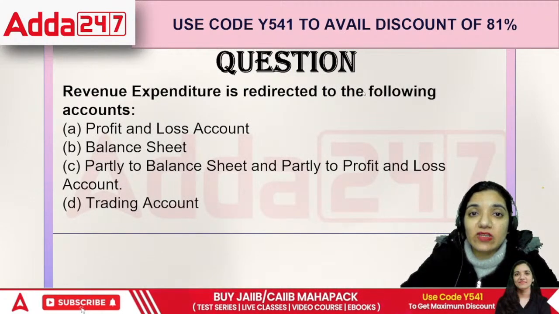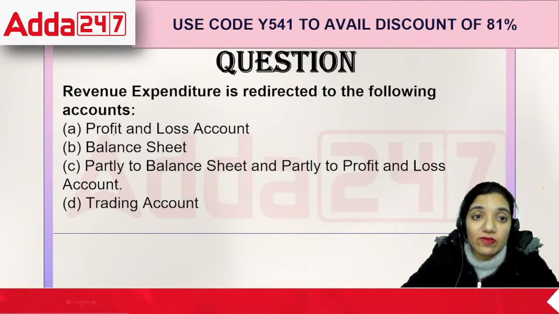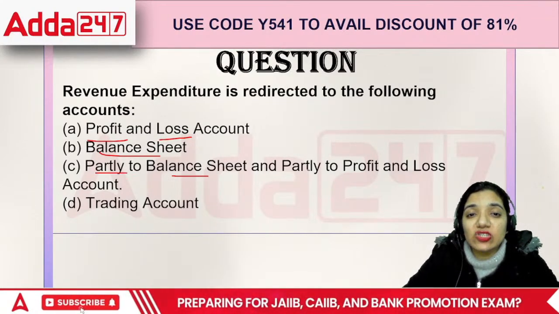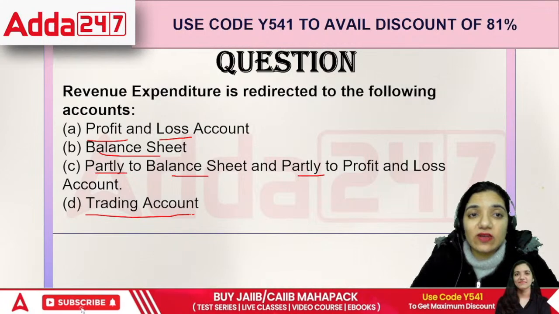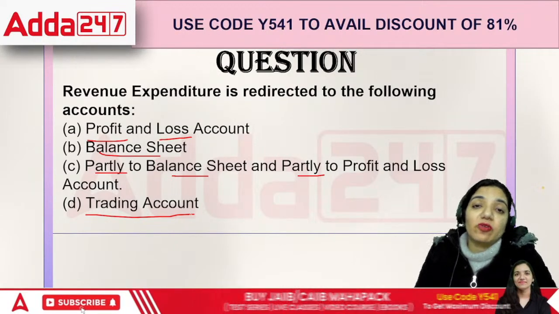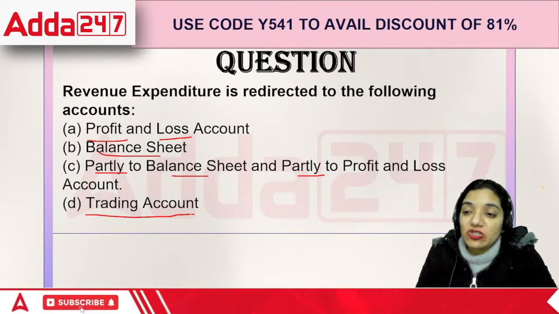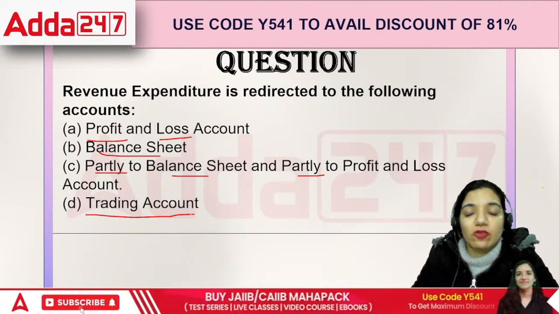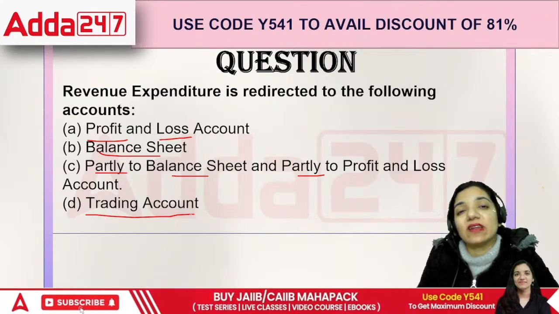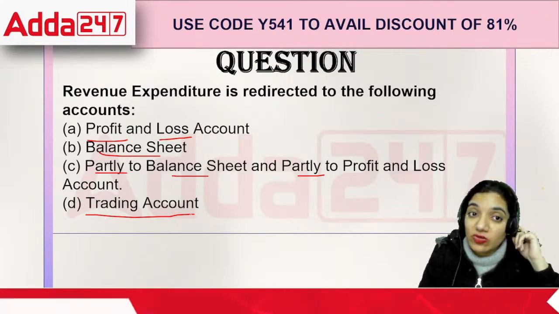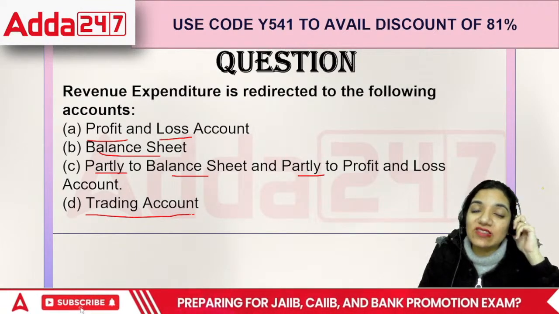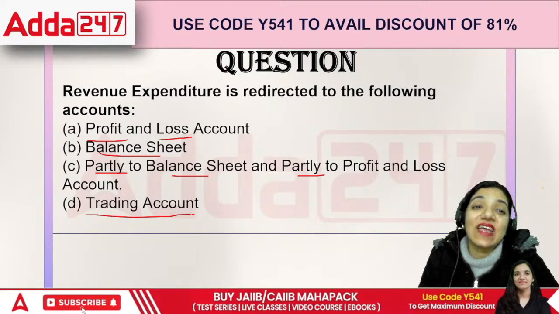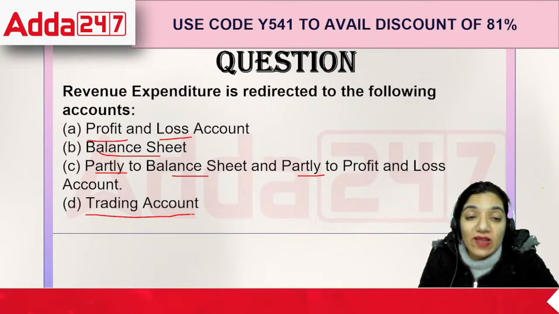It says the revenue expenditure is redirected to the following accounts: profit and loss account, balance sheet, partly to P&L or trading account. Okay, when we talk about the revenue expenditure, it is basically the expenditure that we are incurring in order to earn money. That is something which we define as revenue expenditure. In order to earn, I have to spend. So that is what the revenue expenditure is all about. So it talks about what the business is exactly making out of the entire thing, whether they're making a profit or a loss. But the revenue expenditures are written where exactly?